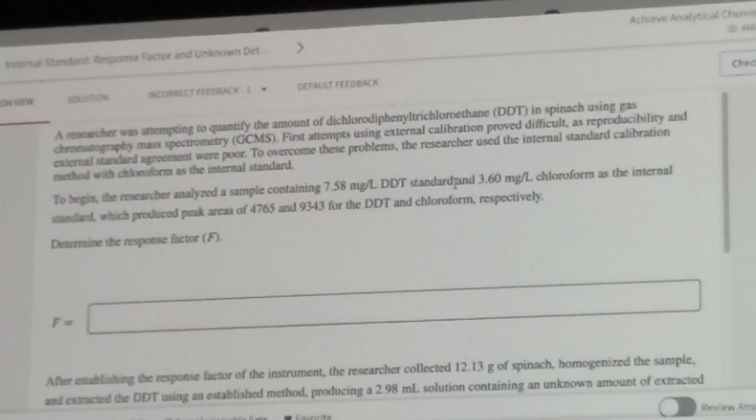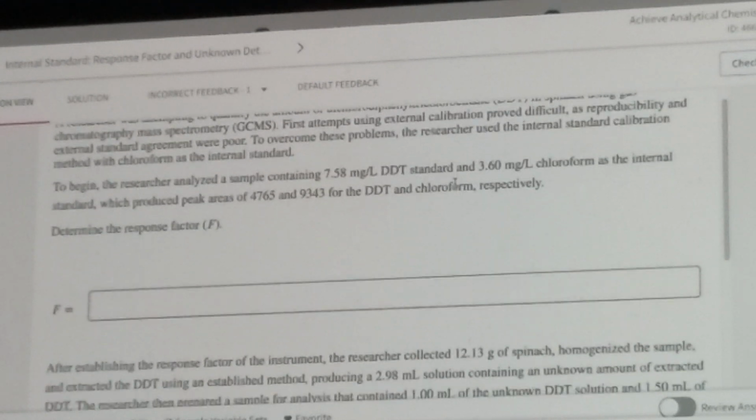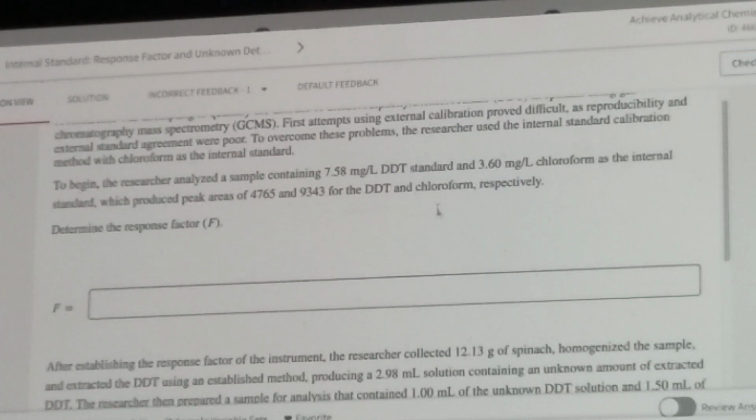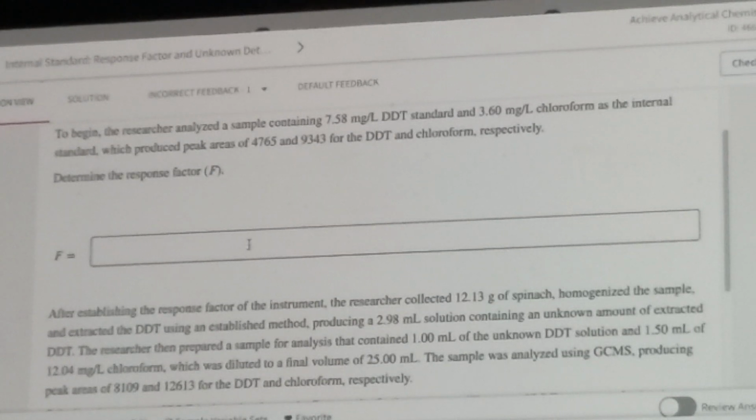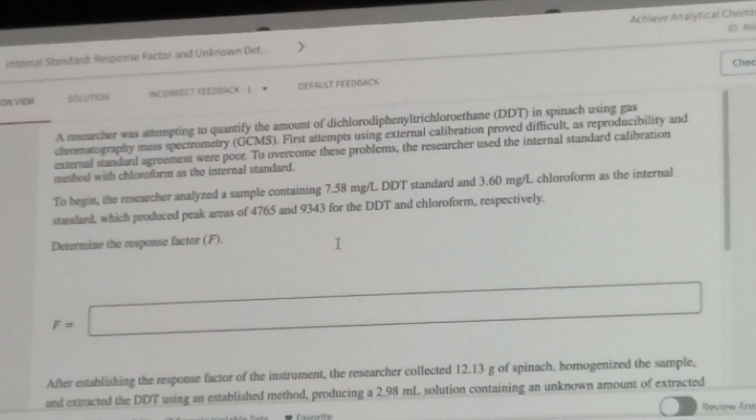I just assume you already wrote your question. Some of you probably already wrote that several times. So this is the first part of the question. You can use that information to find out the F value. Once you find out the F value, then you can solve the mass of DDT and then the concentration of DDT in spinach. Okay, so let's get started.